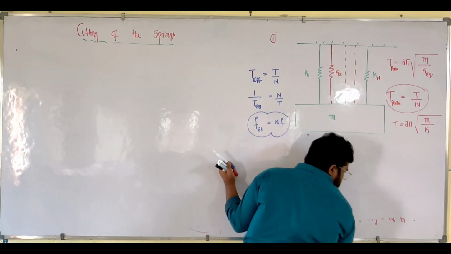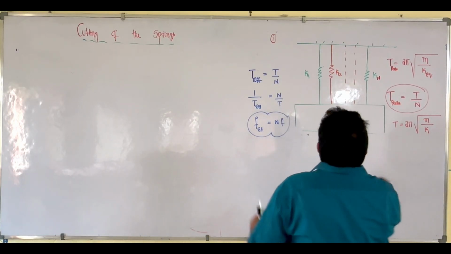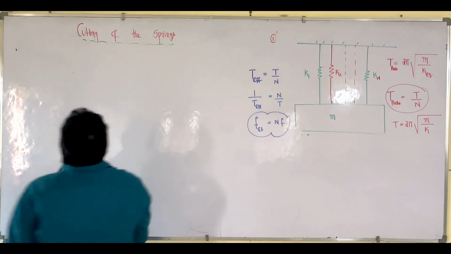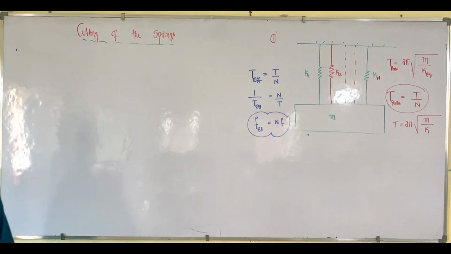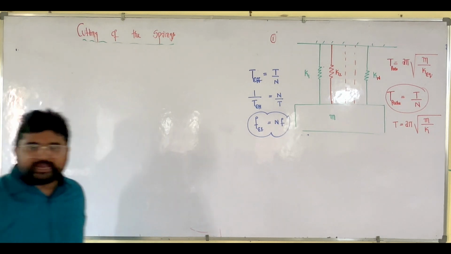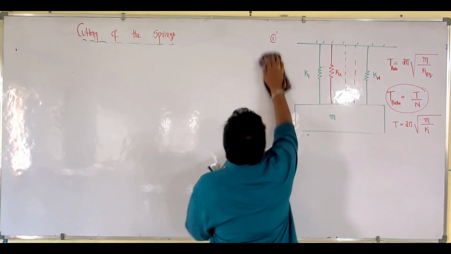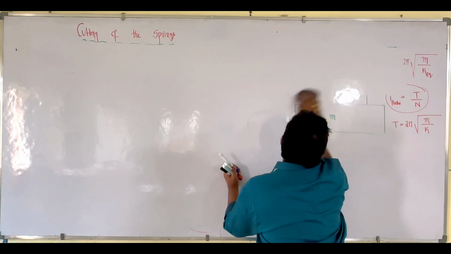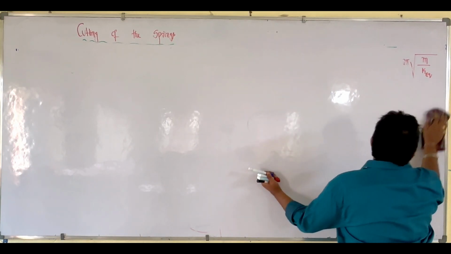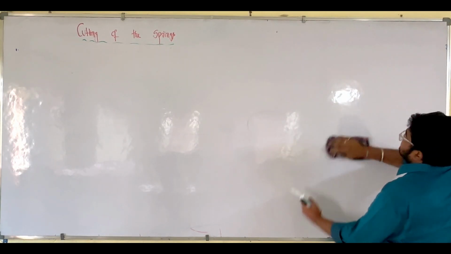Now, see this. This is the cutting of the springs. This question was already given in JEE Mains. Cutting of the springs into N equal parts was already given in the previous year.